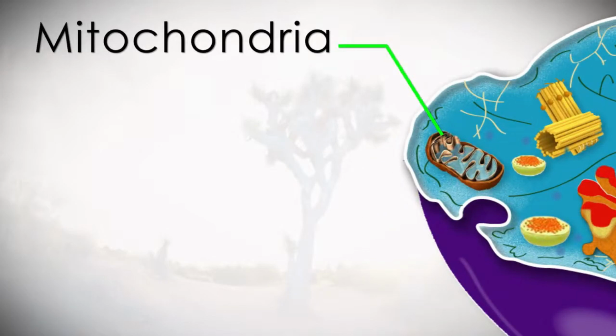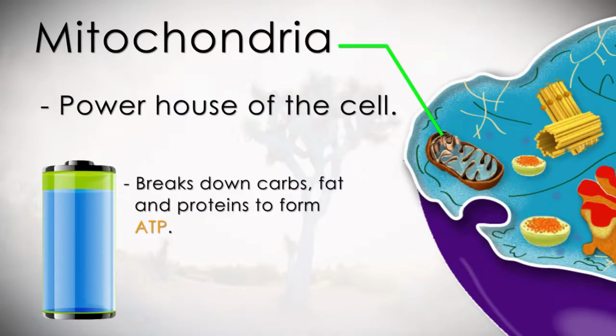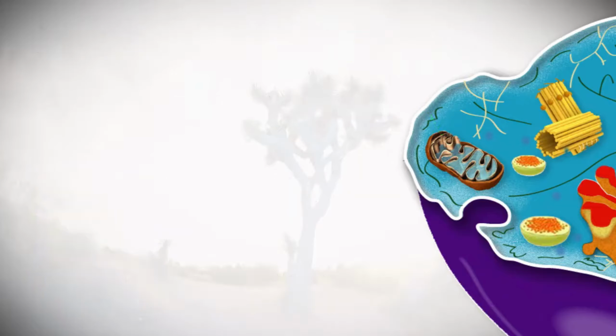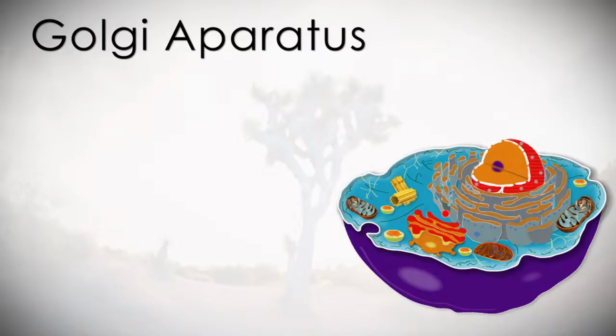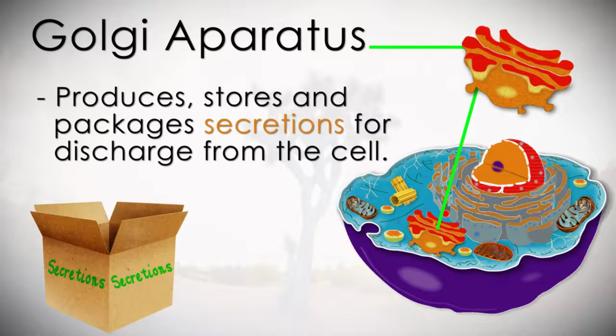Mitochondria. The mitochondria is the powerhouse of the cell. What it does is break down carbs, fat, and proteins to form ATP, otherwise known as adenosine triphosphate, or the energy of the cell. Next is the Golgi apparatus. This is a stack of membrane layers within the cytoplasm. It produces, stores, and packages secretions for discharge from the cell.